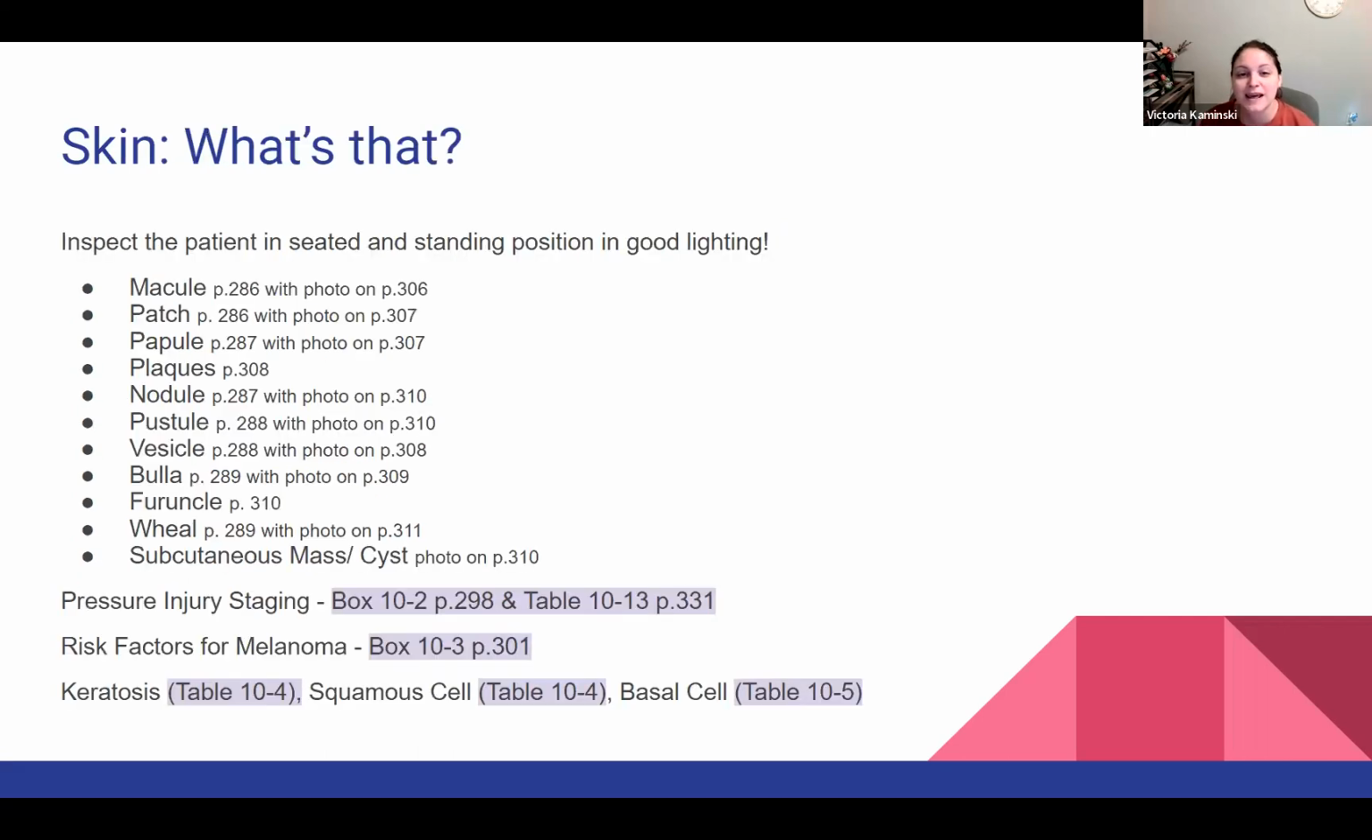So in terms of skin, there are lots of different lesions we might see. And so your book does a very good job of talking about these, what they actually look like, and pictures of those, as well as describing those. So we've got several here for you to look at, and that's macule, patches, papules, vesicles, nodules, pustules, bulla, furuncles, wheals, subcutaneous mass. And then some other really great resources in your Bates book to take a peek at are the pressure injury staging, as well as the risk factors for melanoma, and then very good pictures for keratosis, squamous cell, and basal cell carcinomas.